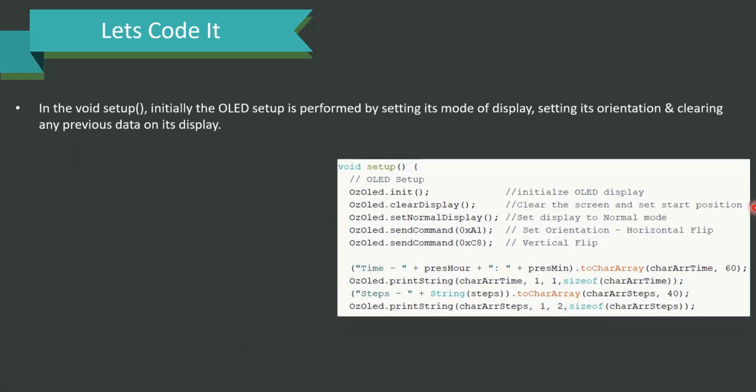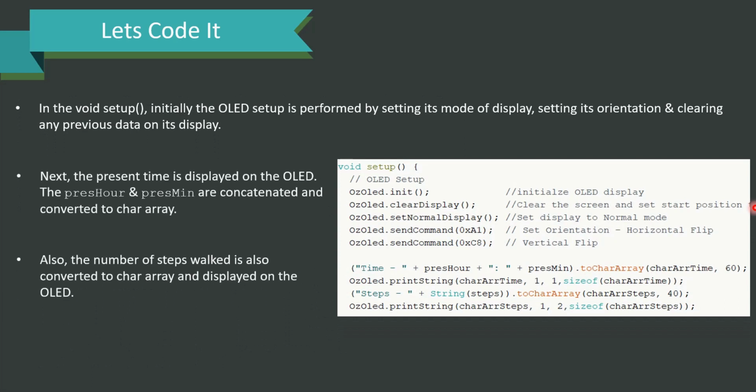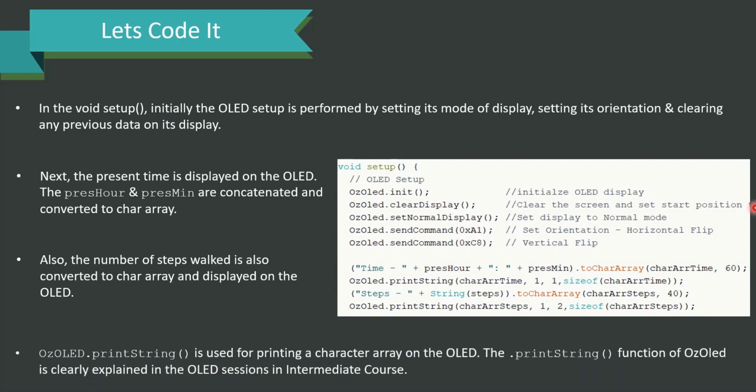In the void setup, initially the OLED setup is performed by setting its mode of display, setting its orientation and clearing any previously available data. Next, the present time is displayed on the OLED. The pres hour and pres min are concatenated and converted to a character array. Also, the number of steps walked is converted to a character array and displayed on the OLED.